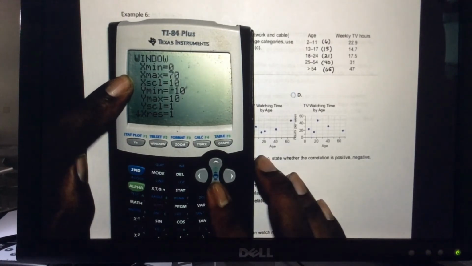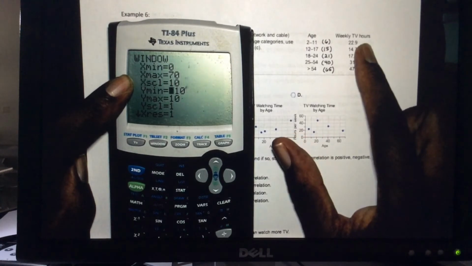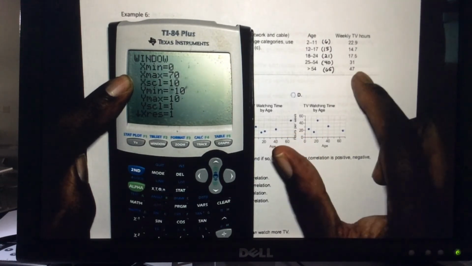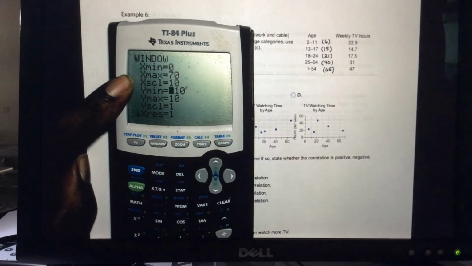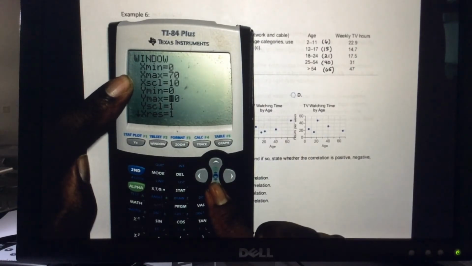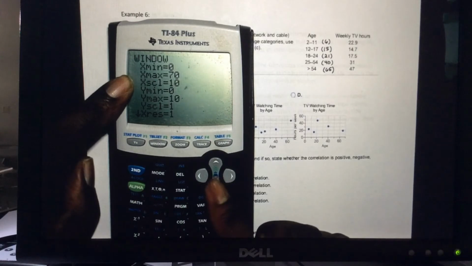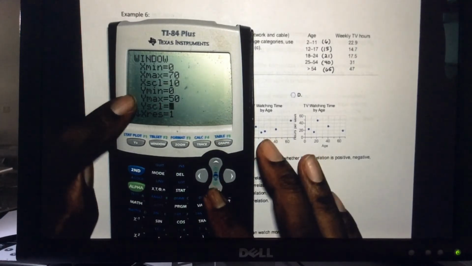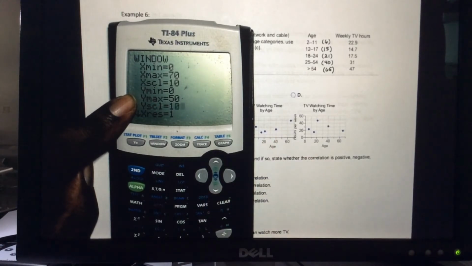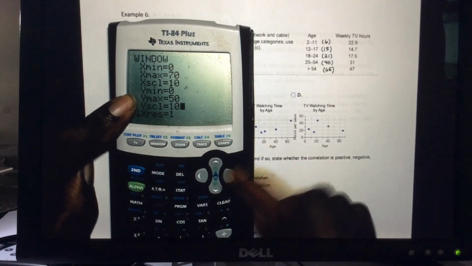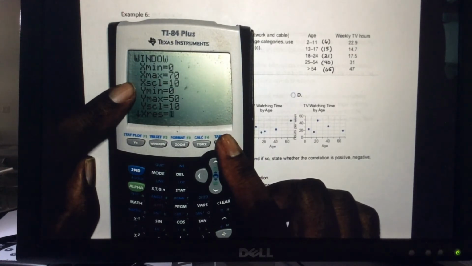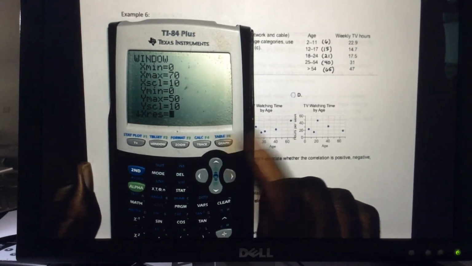And then the Y max, let's see here. This goes from 14.7 all the way up to 47. So I'm going to start at 0 for the Y min. Y max, I think the highest is 47, so let's do 50. And then the Y scale, I'm going to do 10 as well. Don't worry about the X resolution.